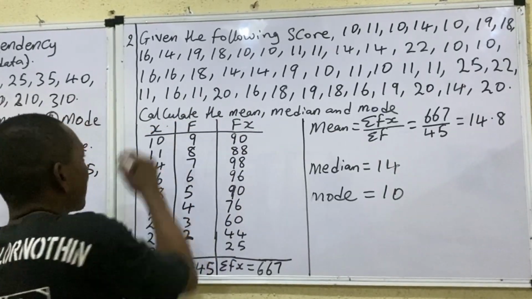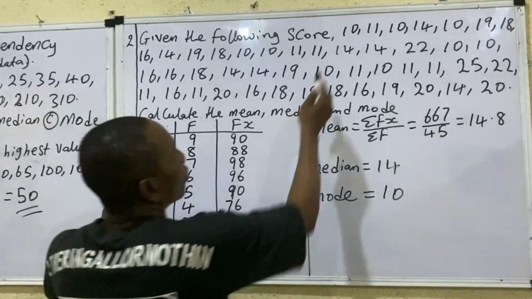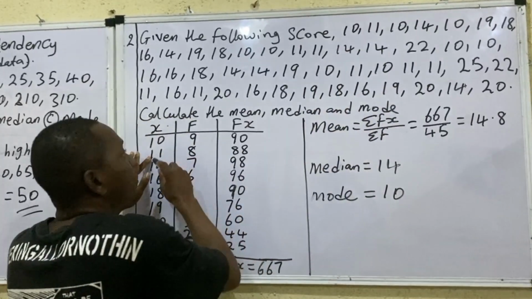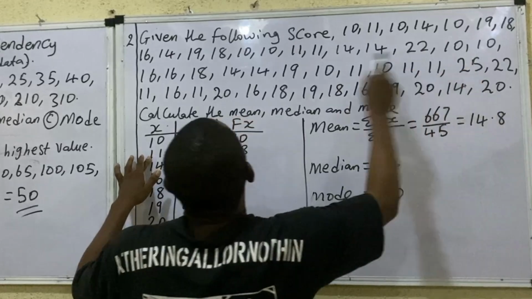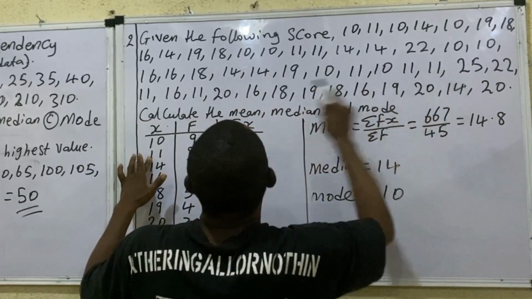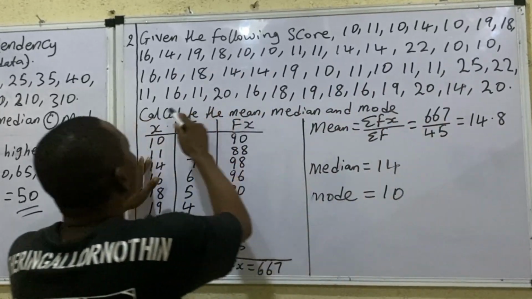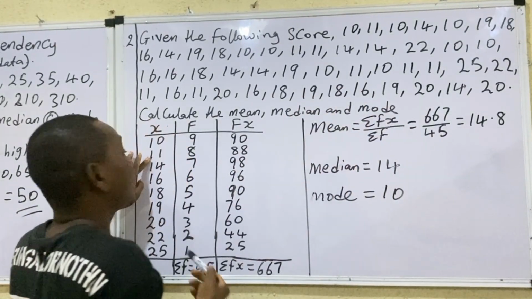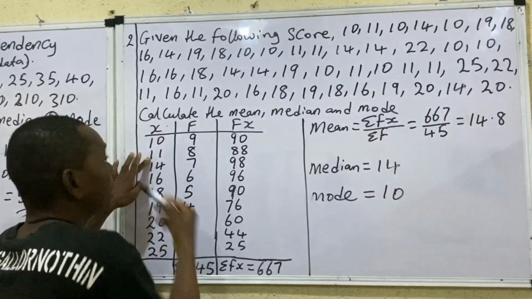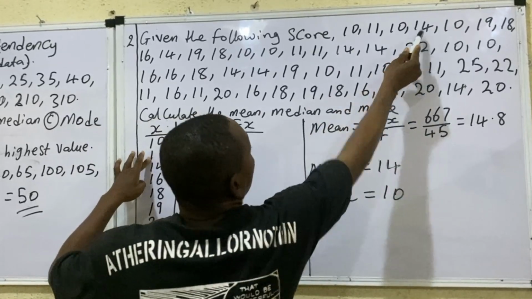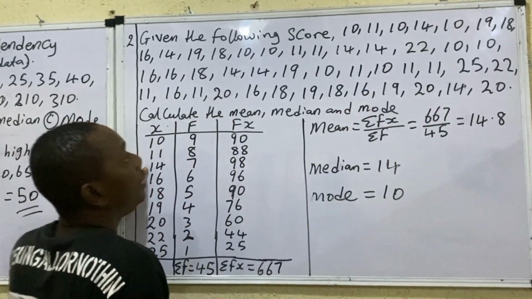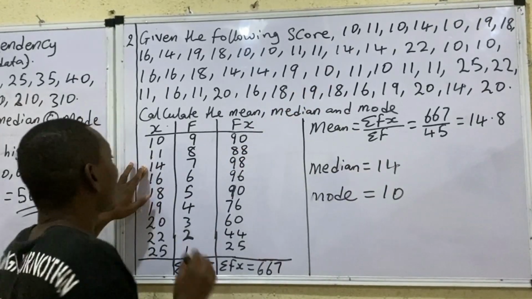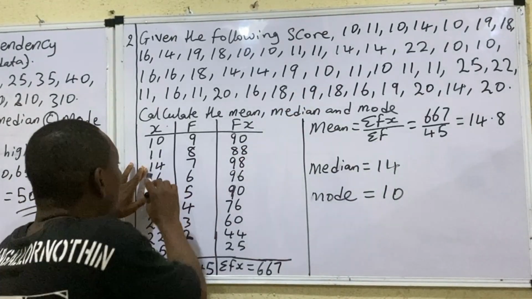Now, let's start with X. You have 10, so you put 10 there. You have 11, you put 11 there. Do we have 12? There is no 12. And if you look through the values, there is no 13. So we don't have 13 here. The next value that we have is 14. The 14 is repeating itself, but you don't need to repeat it. Just put it once.